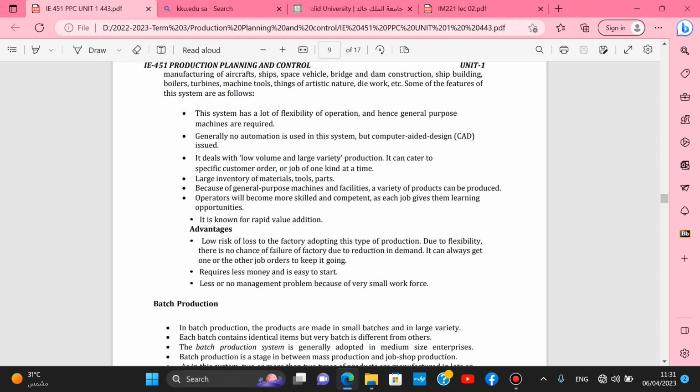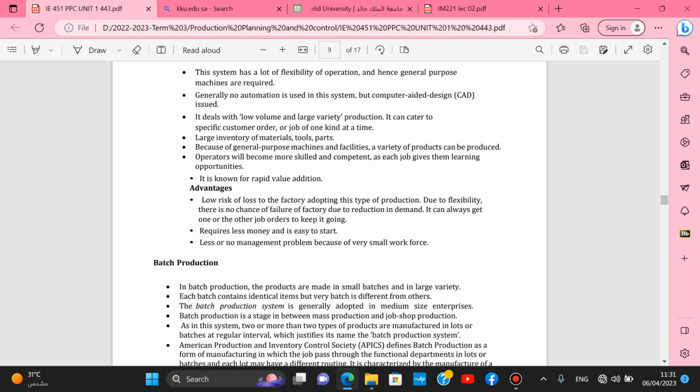It is known for rapid value addition. يعني في value كبيرة كل قطعة أو كل product بتصنعه زي العمل الفني. يعني احنا already لهنا ذكرنا things of artistic nature. يعني الأعمال الفنية تعتبر job. Okay.